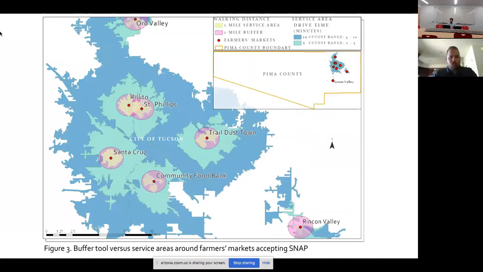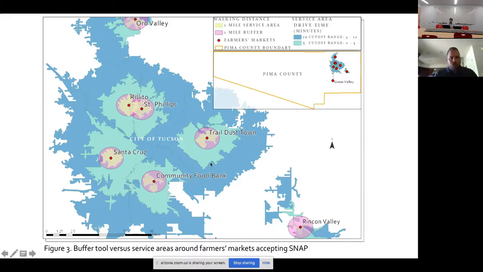Here's a map that shows just a comparison of the buffer tool versus the service area. So you see the 1 mile buffer is that pink circle, and then you have a 1 mile service area. And as you can see, it generates a very different result.